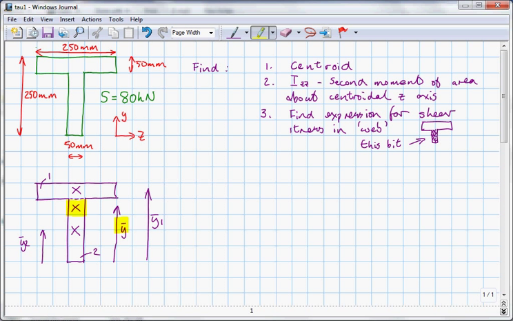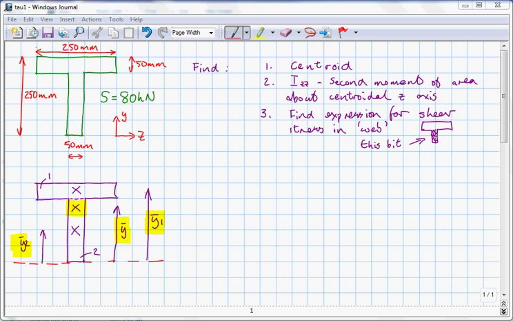So we're trying to find y bar. The way we're going to do it is from knowing where the centroid is of each of two well-known shapes. So we know where the centroid of those two rectangles is. We're going to define those with respect to an arbitrary line, another arbitrary axis down here, and we're going to say that we require that the first moment of area of the whole shape about that axis, about the red dotted line axis, is the same as the sum of the first moment of area of the two rectangles.